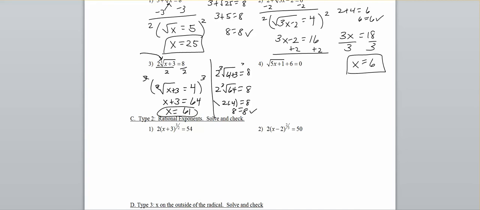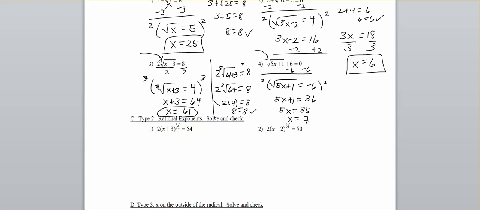All right, let's try number 4. Again, always start by isolating the radical. So I need to isolate this radical by subtracting 6 over to the right side of the equation. It's the square root of 5x plus 1 equals negative 6. So if I square both sides, the radical drops out on the left side. Negative 6 squared is 36. If I subtract 1, I'm going to get 35. And if I divide by 5, I get 7.